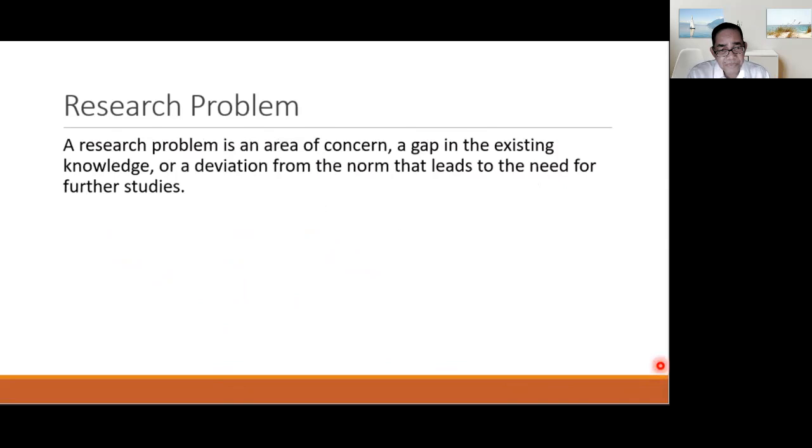And the research problem is an area of concern, a gap in the existing knowledge, or a deviation from the norm that leads to the need for further studies. So the reason why I would want to make a study is that I see a problem, a gap in the existing knowledge. So I see this problem that I want now to make a research to fill in that gap, to solve that problem.